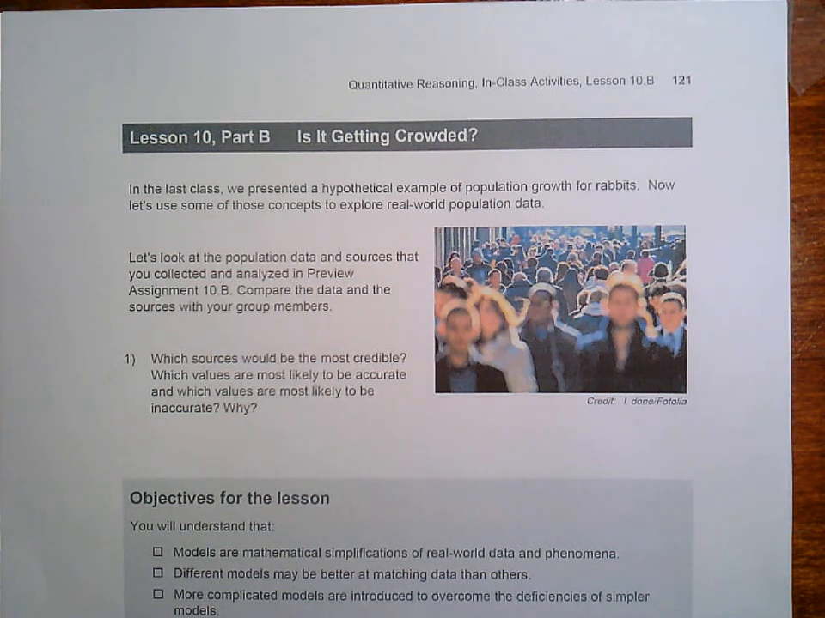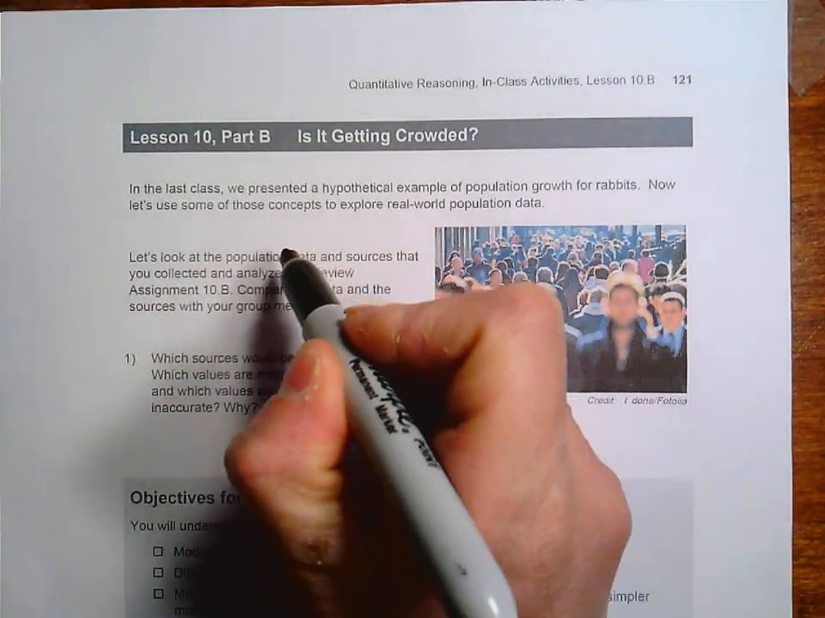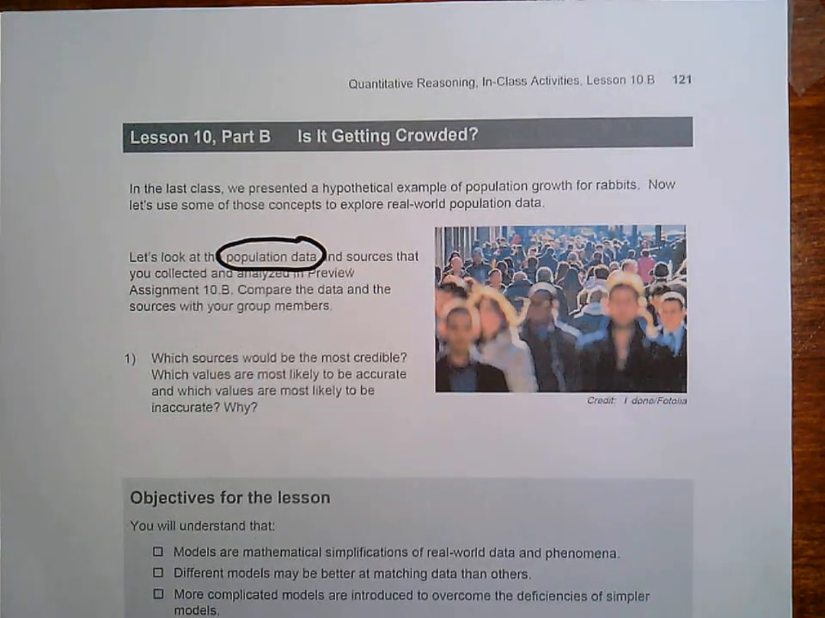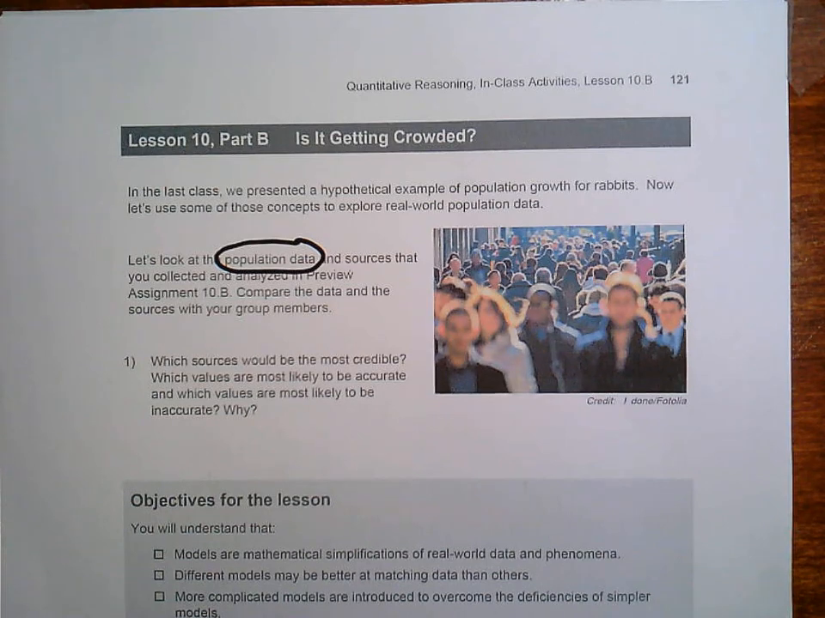Hello, here's lesson 10b. This is one that's also about linear growth and exponential growth. The last lesson looked at the rabbits and how they grew. In this example, we're actually going to look at population data. So a little bit different and perhaps a little bit more meaningful here.